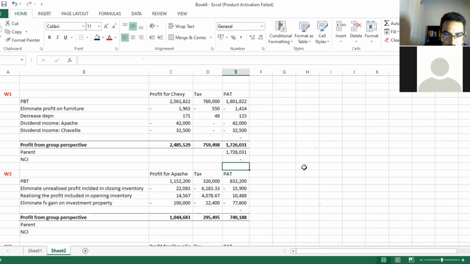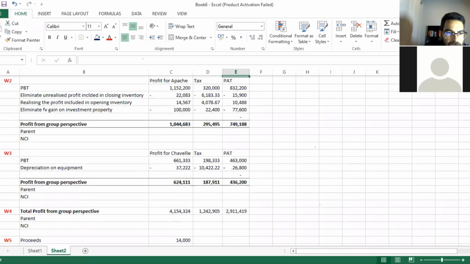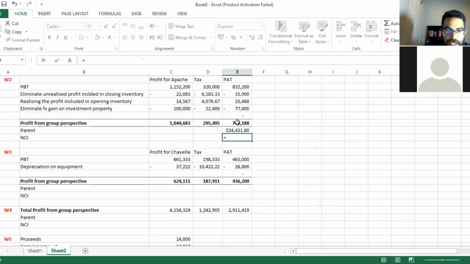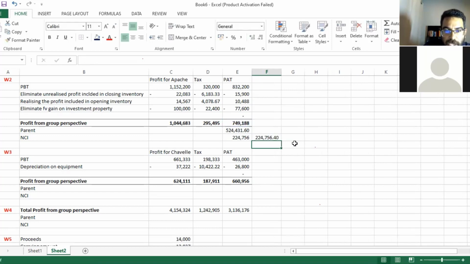NCI gets 0. Over here, from APAC, the parent gets 70% of the profit. So we just multiply by 70%, and NCI will get the difference, that minus that. To do a check, you don't have to do this, I'm only doing it for our purposes. You can say that multiplied by 30% should give you the same answer. As you can see, that minus that gives you naught, what we expected.